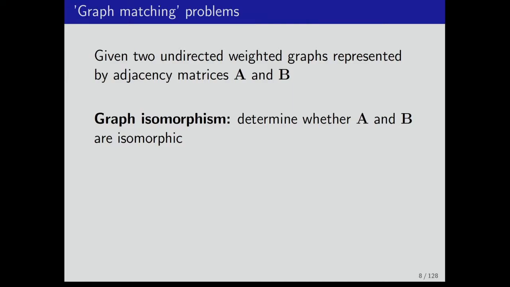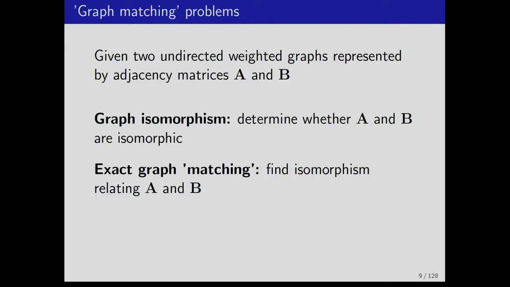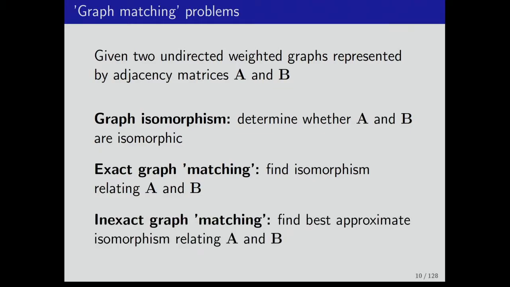I will be talking about weighted undirected graphs that I will be representing using the adjacency matrices A and B. Of course, these are two symmetric matrices. And the exact graph matching problem will be actually to find such an isomorphism, versus inexact graph matching, where the graphs might not be exactly isomorphic, but then I will be interested in finding some minimum distortion isomorphism in some sense. Okay.